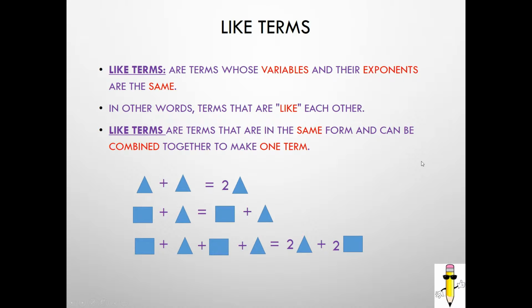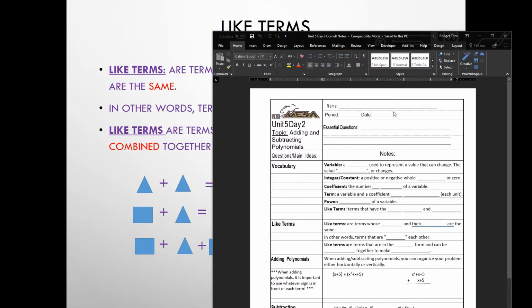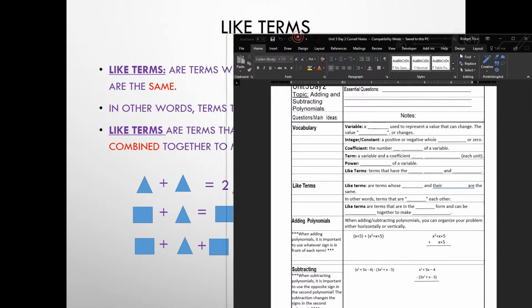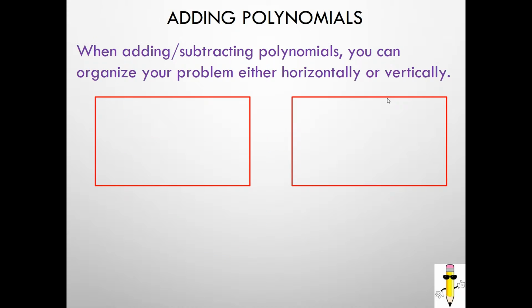The reason that we need to focus again on like terms is because when we're adding and subtracting polynomials, we're basically combining or working with like terms. So let's go ahead and take a look at our first example. Just to let you know, you should be on this part of your notes right now. We've covered the terms, and we're going to be working on adding polynomials right here. So do make sure you're on the right page.